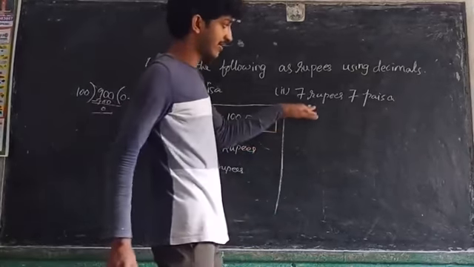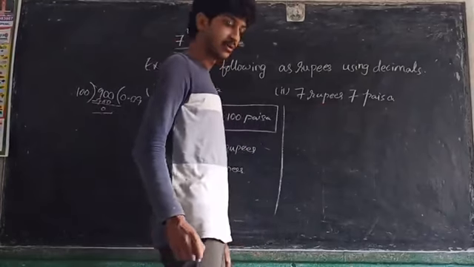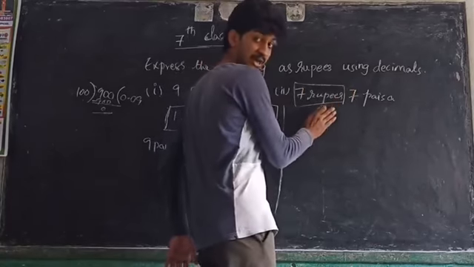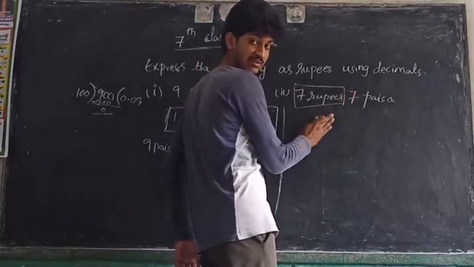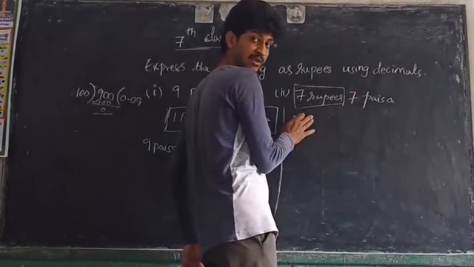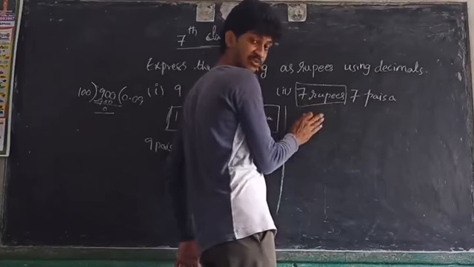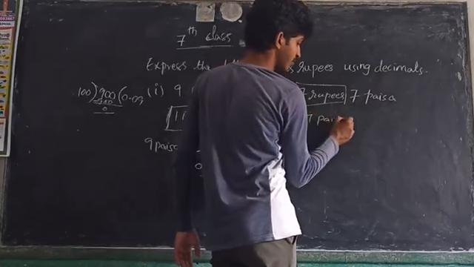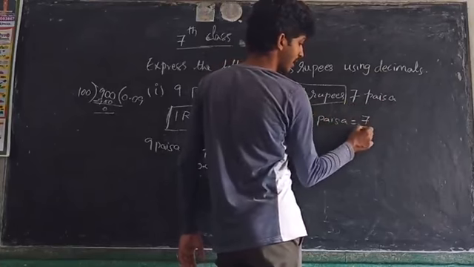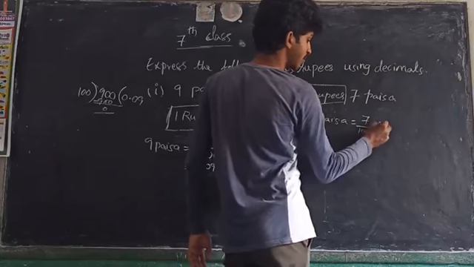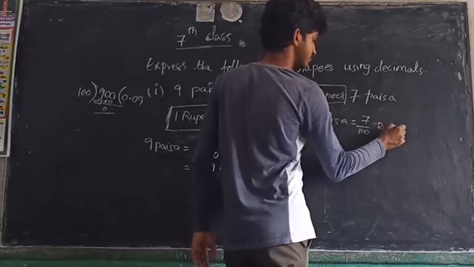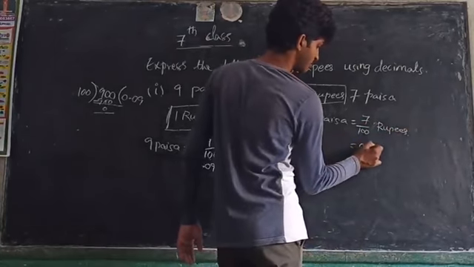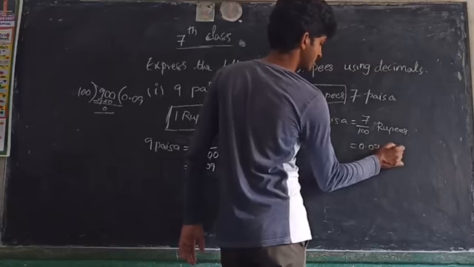Okay, now convert 7 rupees 7 paisa into rupees. Here 7 rupees are given. Put it aside, as it is already in rupees and should not be converted. So we have to convert this 7 paisa. 7 paisa is equal to, we know we have to divide by 100, so 7 by 100 rupees. That is equal to 0.07 rupees.